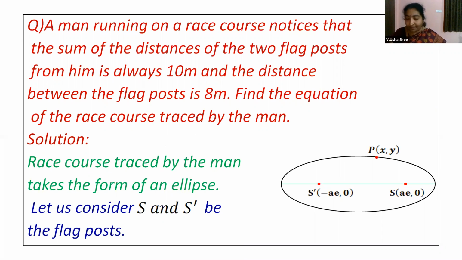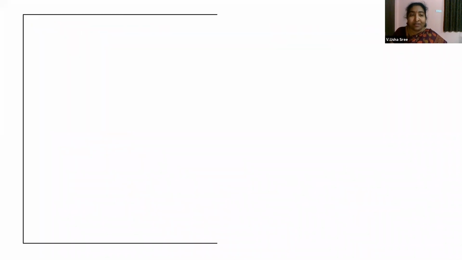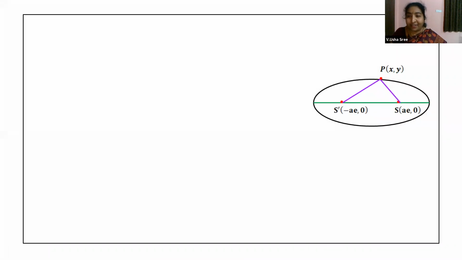Now, did you recollect when I said SP and S dash P? That is nothing but the previous proof what we have seen. SP plus S dash P is equal to 2A. That's what we have seen, right? So this is the direct application of the proof what we have seen, children. So we'll just take the diagram again here.